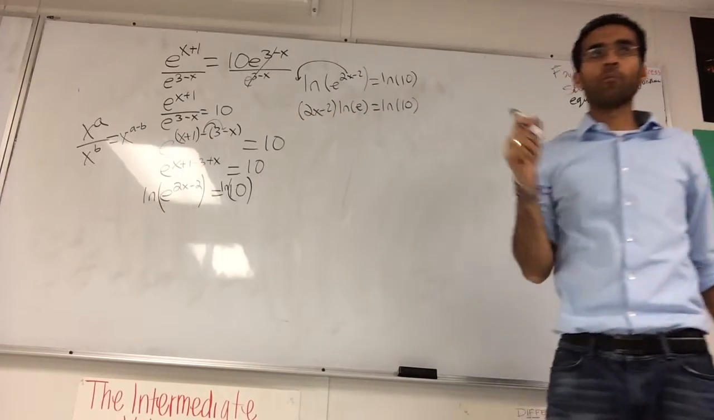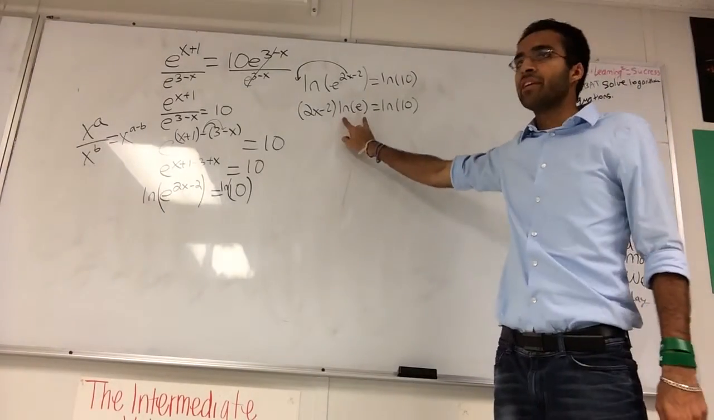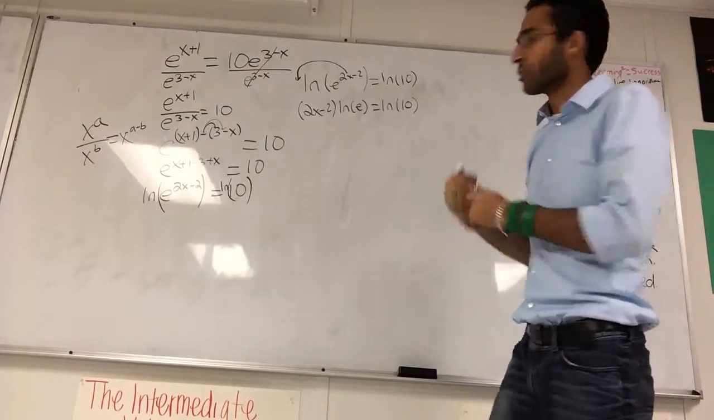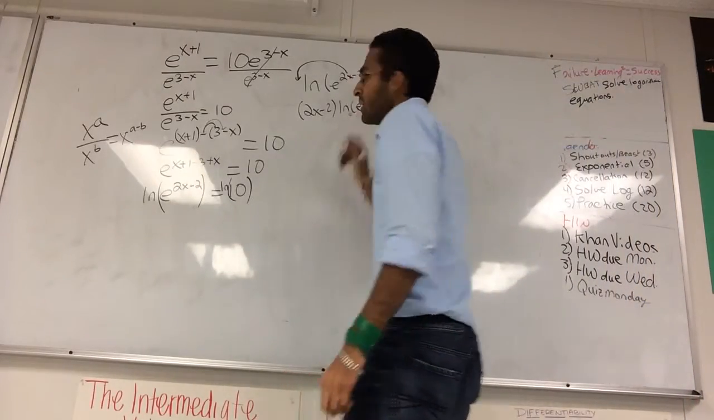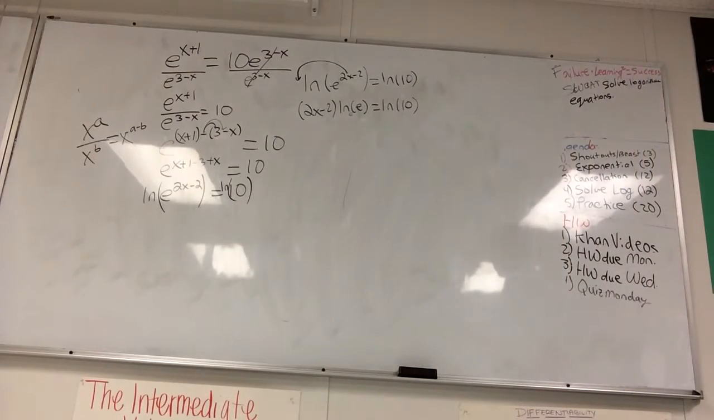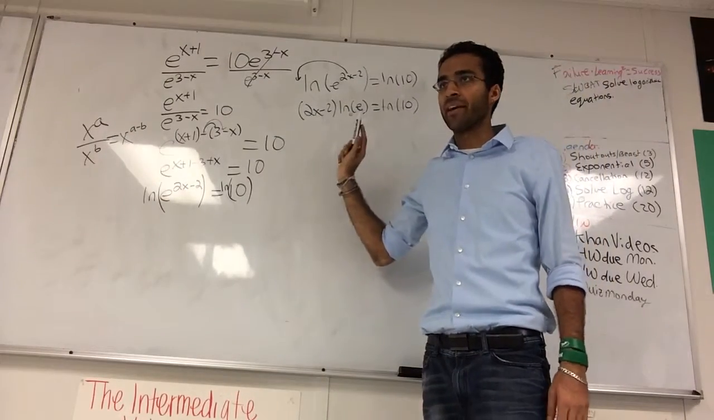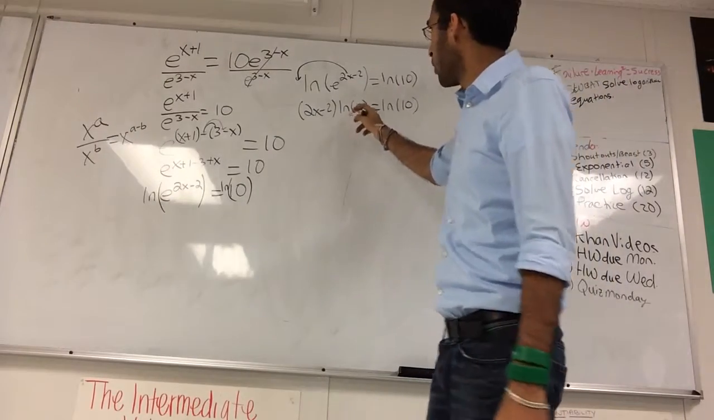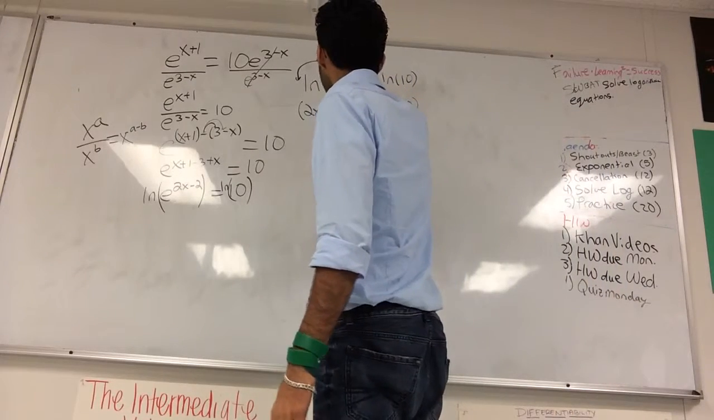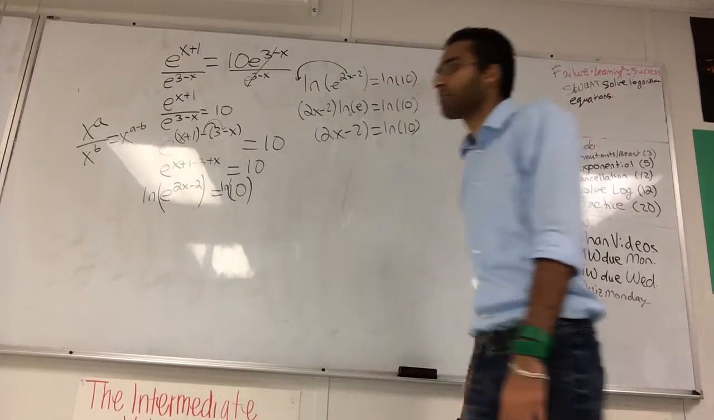And here's the beautiful part. This is why we use natural log. Natural log of e is 1. That's the beautiful part. Because remember, this is a base of e here. e raised to what power gives me e? It must be 1. This was a property on Tuesday also, called log of the base. So if this is 1, 1 times this, well, that's just what it is. That's the identity property. 2x minus 2 equals natural log of 10.